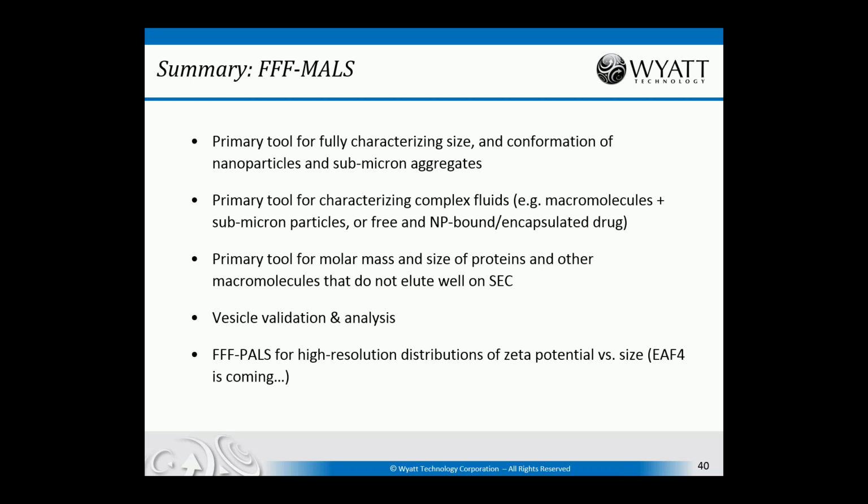It's utilized for vesicle validation analysis, and you can even incorporate a downstream online zeta potential measurement using the Mobius. We have coming in the future an additional separation which incorporates electrical separation in addition to asymmetric flow separation. So you'll have separation which separates by size and charge. Downstream of that, you can incorporate the detectors which will give you very accurate measurements of the size and charge. So we have even more coming in the future in terms of capabilities for this tool.